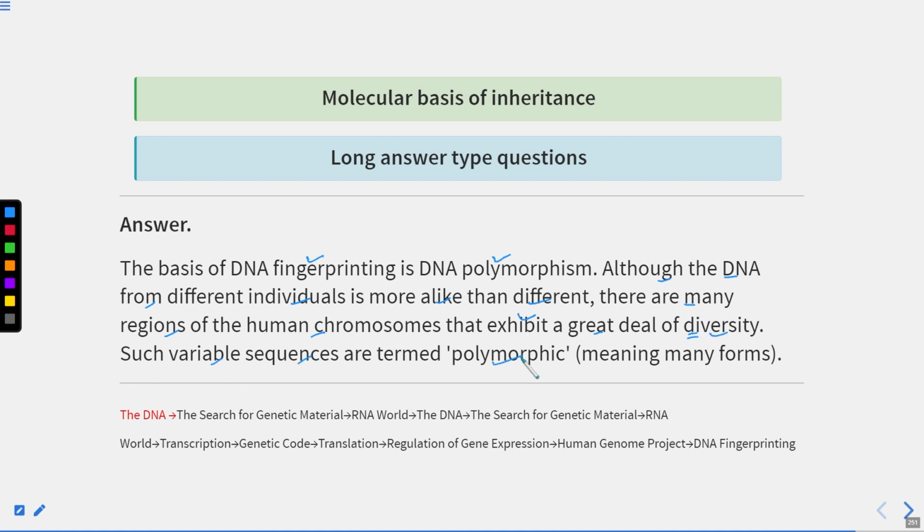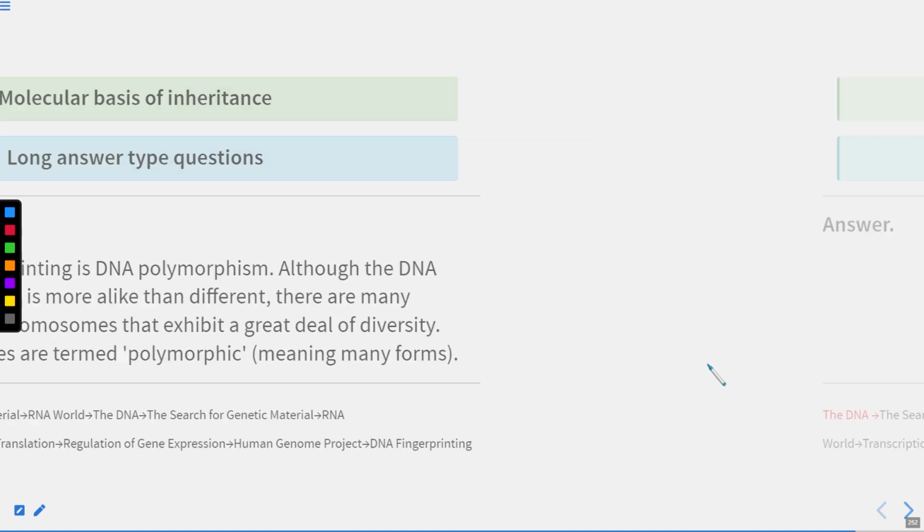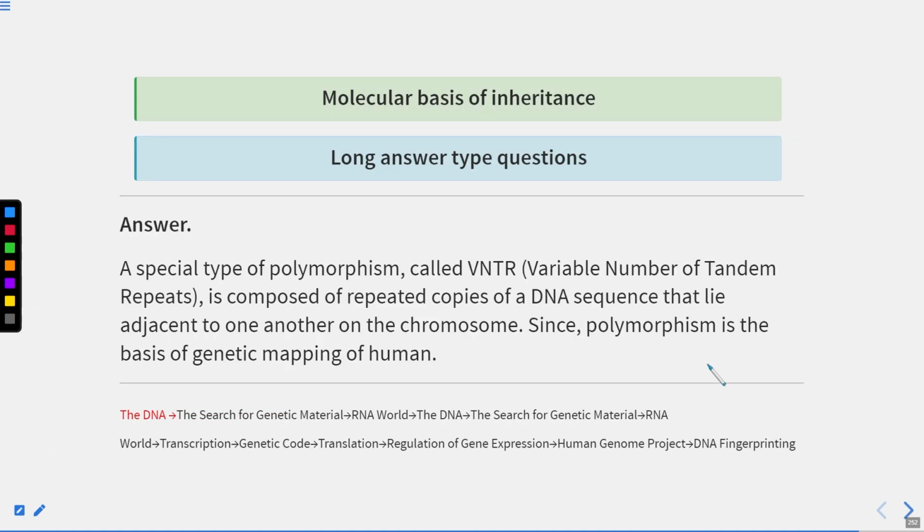Now, such variable sequences are termed polymorphic. Polymorphic, as I've already told you, means presence of many forms. So in case of DNA, it is known as DNA polymorphism, which means presence of many forms of a specific sequence of DNA. Now, a special type of polymorphism is known as VNTR. So VNTR is the basis of DNA fingerprinting. It is a type of DNA polymorphism only.